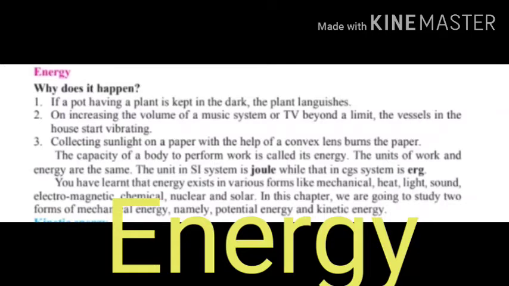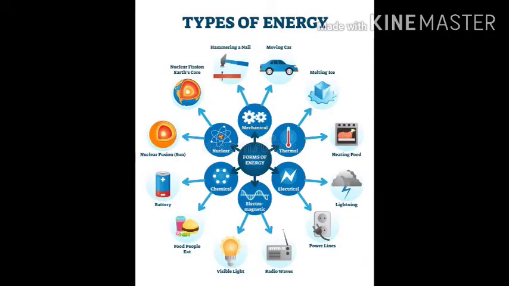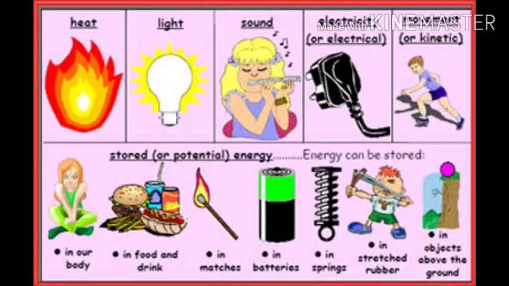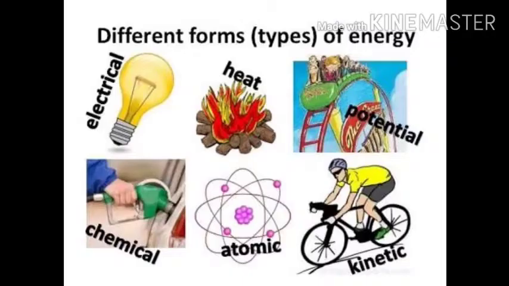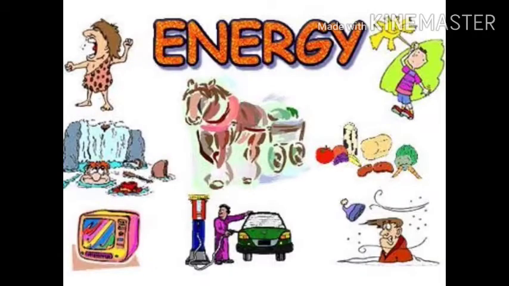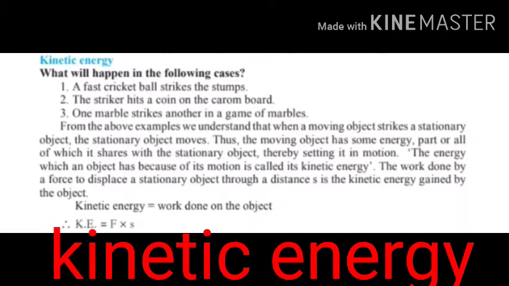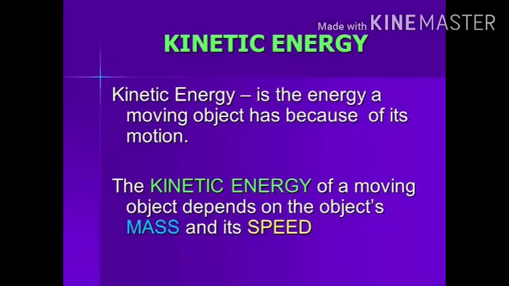Then types of energy. You have already learnt that energy exists in various forms like mechanical, heat, light, sound, electromagnetic, chemical, nuclear and solar. And we are going to study two forms of mechanical energy, namely potential energy and kinetic energy. Firstly, we will see kinetic energy. What is kinetic energy? The energy which an object has because of its motion is called its kinetic energy. The work done by a force to displace a stationary object through a distance is the kinetic energy gained by the object.